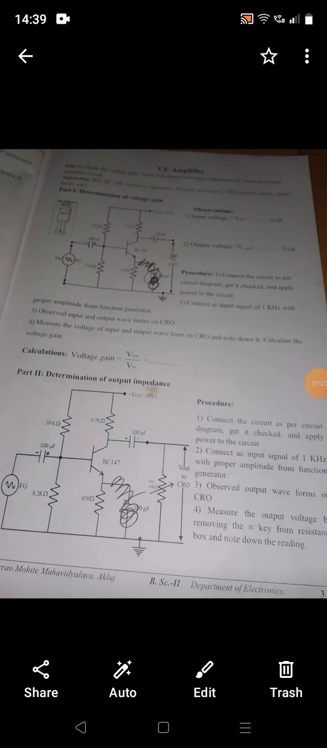Hello everyone. Next we see the next practical experiment. The name is the CE amplifier, means the common emitter amplifier. The aim of this practical is to study the voltage gain, input impedance and output impedance of common emitter amplifier circuit.